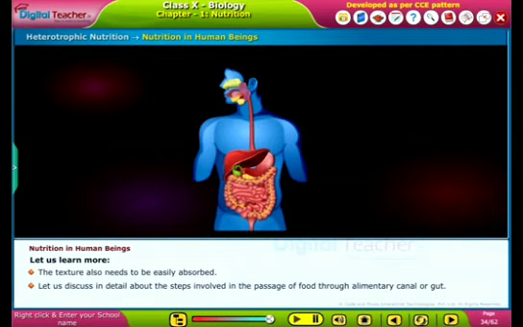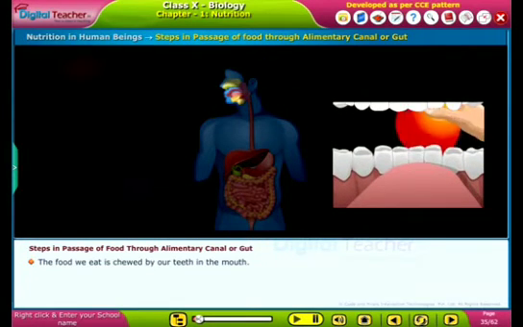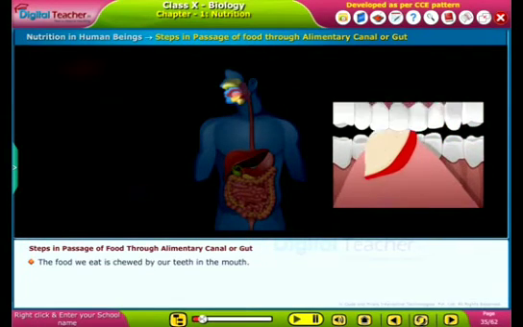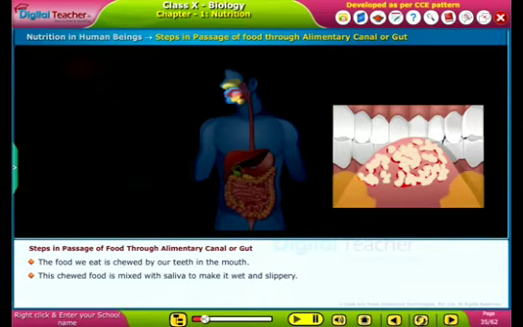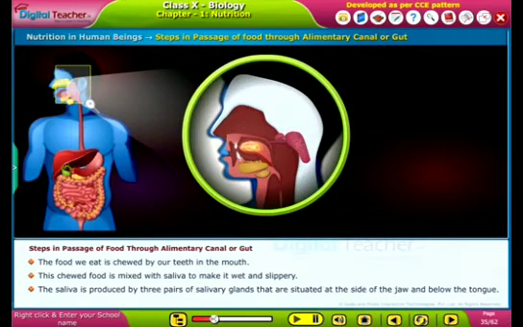Let us discuss in detail the steps involved in the passage of food through the alimentary canal or gut. The food we eat is chewed by our teeth in the mouth. This chewed food is mixed with saliva to make it wet and slippery. The saliva is produced by three pairs of salivary glands that are situated at the side of the jaw and below the tongue.